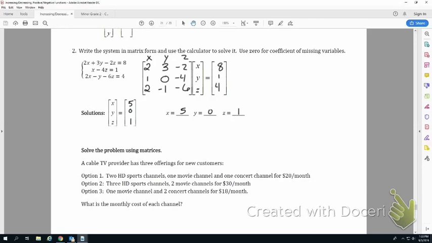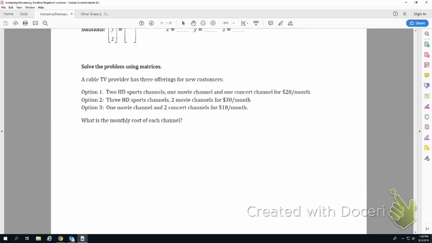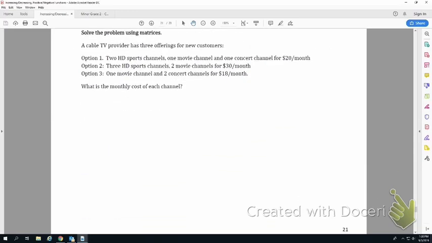Next, I want you to go to the word problem below. I want you to write the system of equations, and then I want you to solve it using a matrix. Writing that system of equations should be pretty easy, especially if you have paid attention.